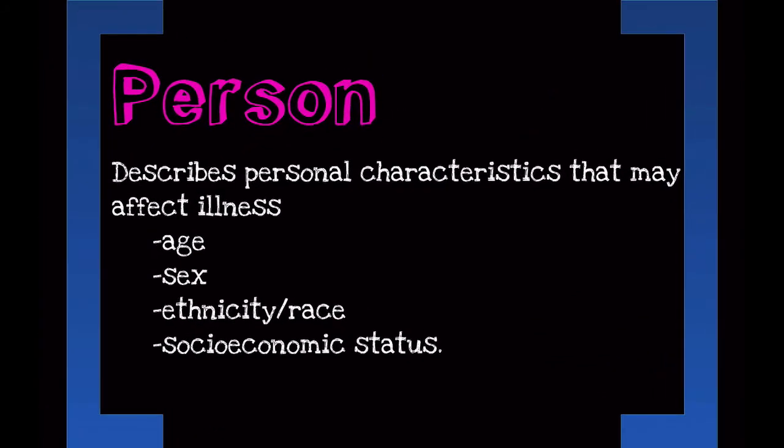Next, in descriptive epidemiology, we want to figure out more about our case. And so the next part is describing personal characteristics that might affect illness. Here, we look at everyone who has our health-related event and look for characteristics such as age, sex, ethnicity or race, and socioeconomic status. Each of these characteristics may play into a different reason why the person is experiencing the health-related effect.